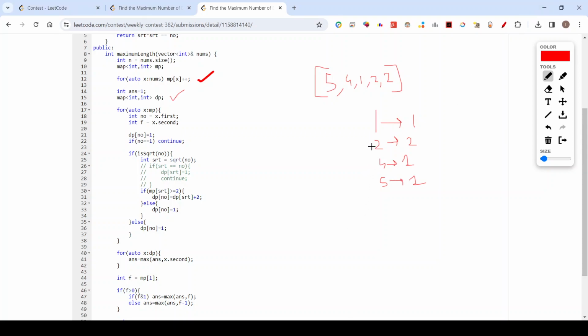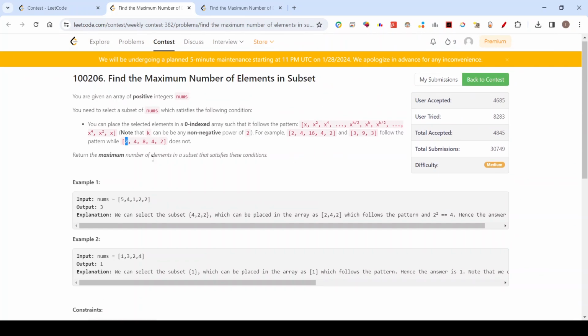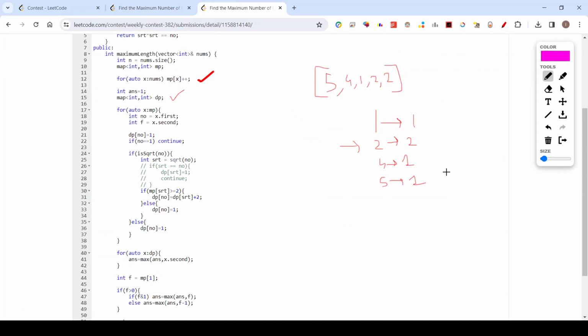So what I did was, if I assume that this is my breakpoint, right, this is my breakpoint. One more thing, a single element can always be formed with the number itself. So dp of every number should always be 1. So initially I initialized dp of every number to be 1, right?